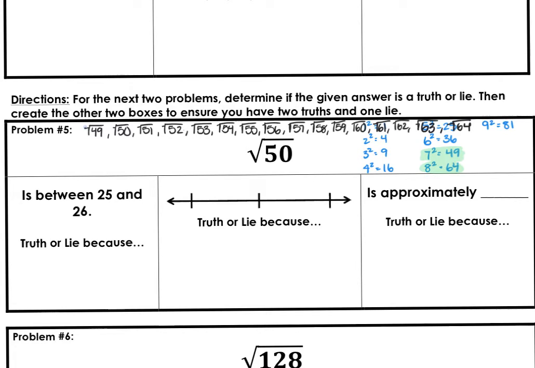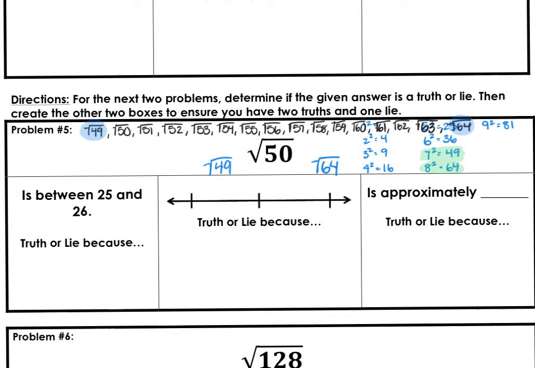That's the square root of 49, because we just said that is a perfect square. It comes from squaring 7. And then the square root of 64, that's my other perfect square because it comes from squaring 8. And so what we're saying is that the square root of 50 is somewhere between the square root of 49 and the square root of 64.